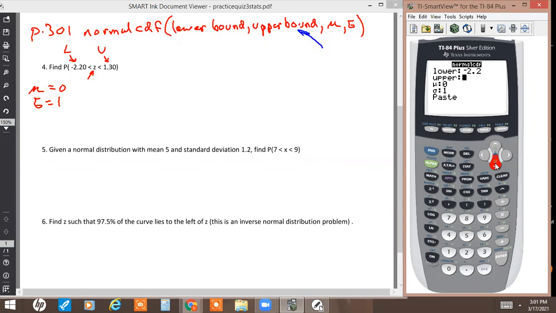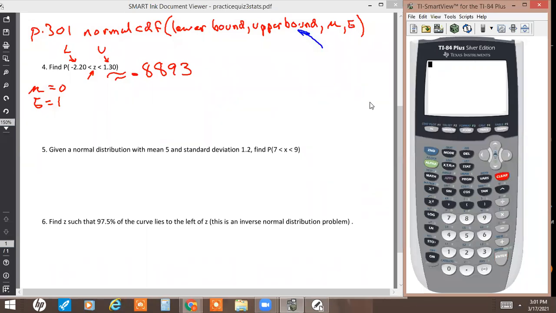My upper bound is going to be 1.3 or 1.30. I'm just going to type 1.3. The mean is already set at 0. So for standard normal, that's correct. Notice sigma is already 1. I'll arrow to paste. I'll press enter. It'll pop this stuff up here. I'll press enter again. And there we get it. 0.8893 is what we found by looking at the table, right? To the 10,000th place. I'm going to clear that off.